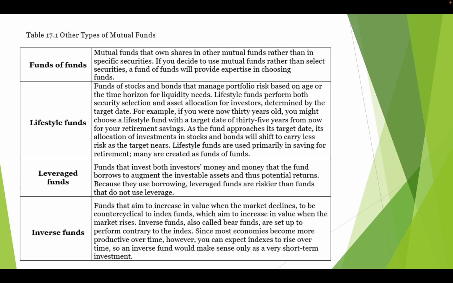There's lifestyle funds, so these are the funds of stocks and bonds that manage portfolio risk based on age or the time horizon for liquidity needs. Lifestyle funds are used primarily for retirement. Leveraged funds are funds that invest both investors' money and money that the fund borrows to augment the investable assets and thus potential returns. These are riskier because they use borrowing.